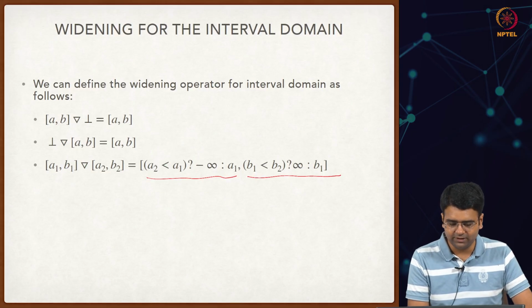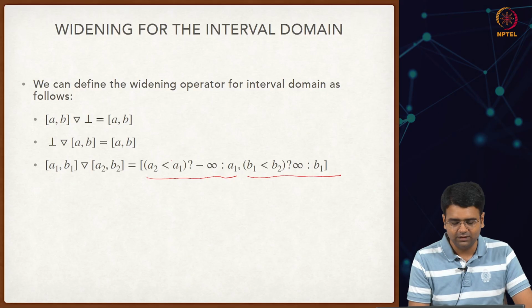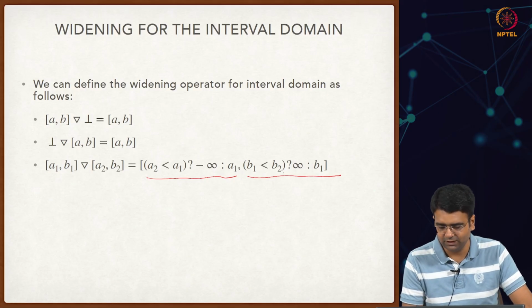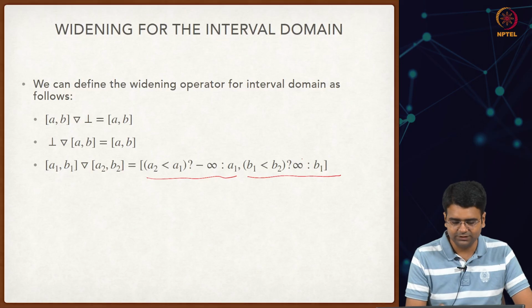So the lower bound: if A2 is less than A1, then the lower bound is minus infinity, otherwise it is A1 itself. And similarly for the upper bound, which is computed using B1 and B2: if B1 is less than B2, then the upper bound is infinity, otherwise it is B1 itself. So this is the definition of the widening operator for the interval domain.